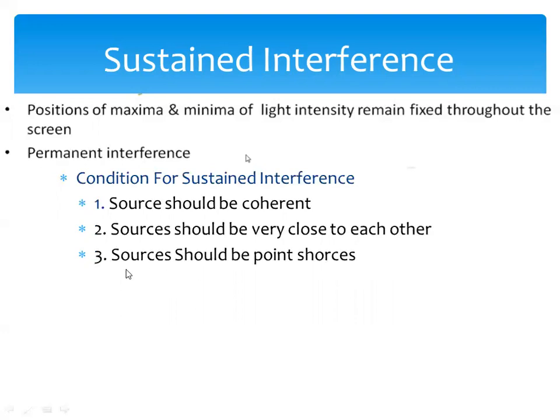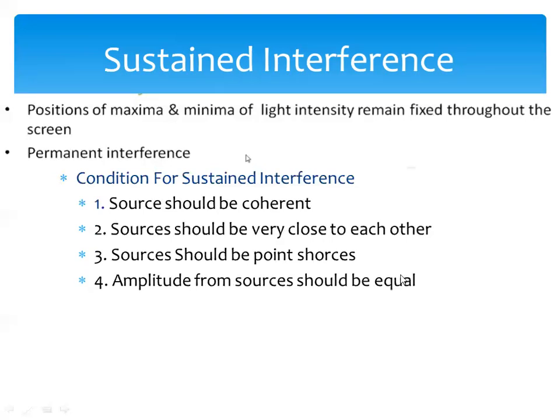And the third condition is the sources should be point sources. I already said that, make a hole or a slit. The slit should also be a very thin slit, and the hole also should be a small hole. It is not a big hole, because if the hole or slit is big, the light will start coming over on the other side of the paper and you cannot find the fringes. So the sources should be point sources. That is the third condition.